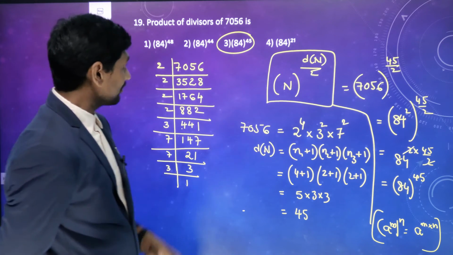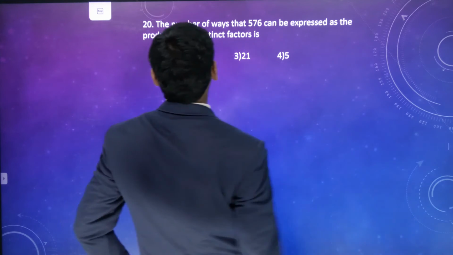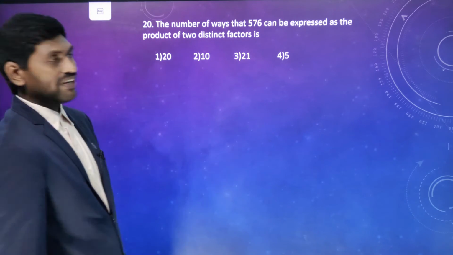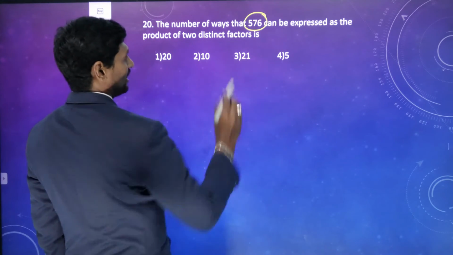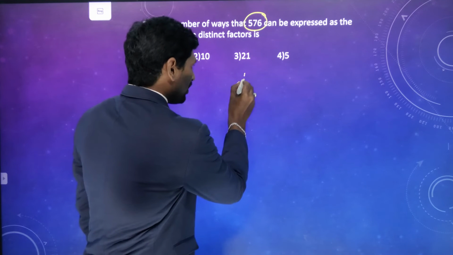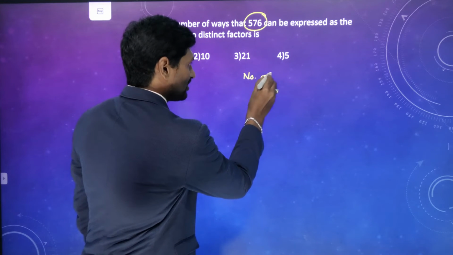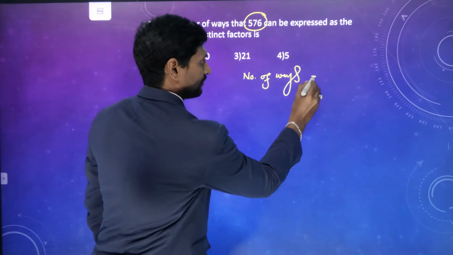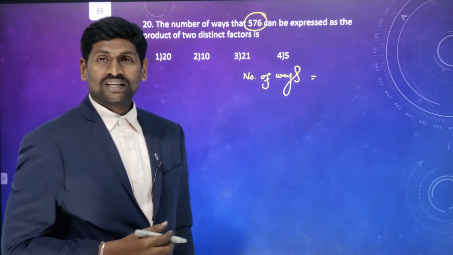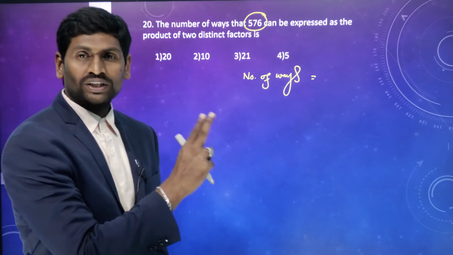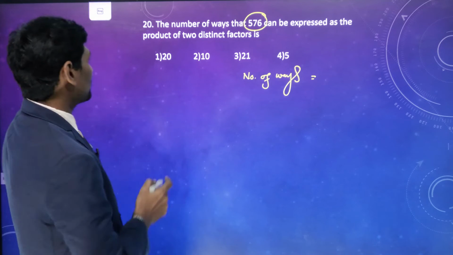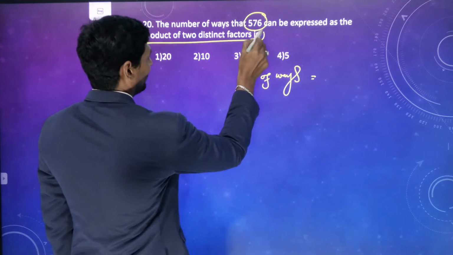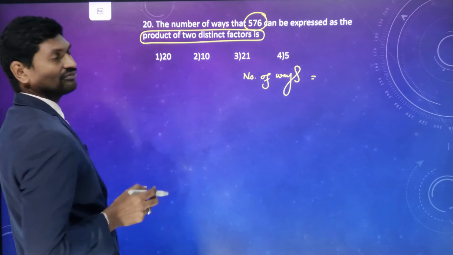Next. The number of ways 576 can be expressed. This is very, very important. So now let us see the number of ways to express a composite number as a product of its factors, as a product of two factors or a product of two distinct factors.